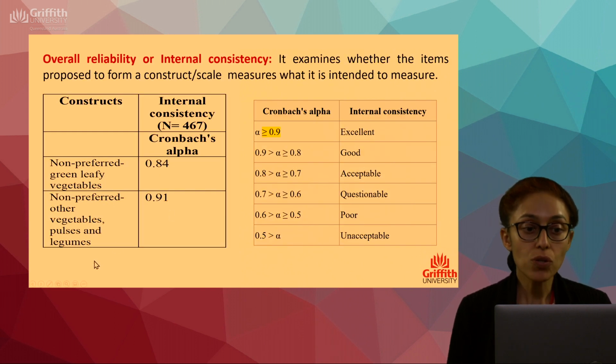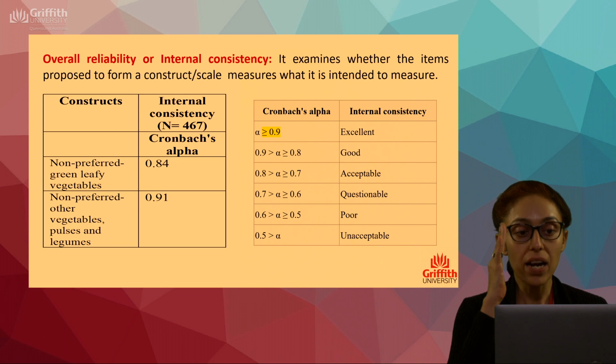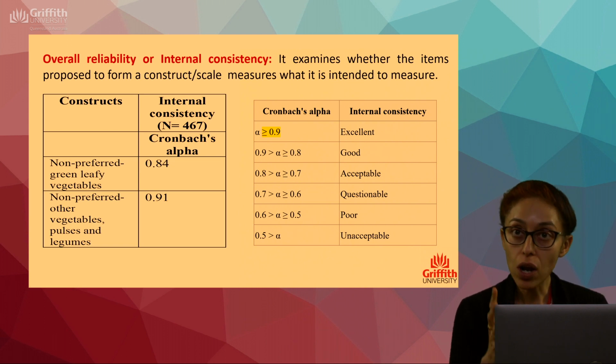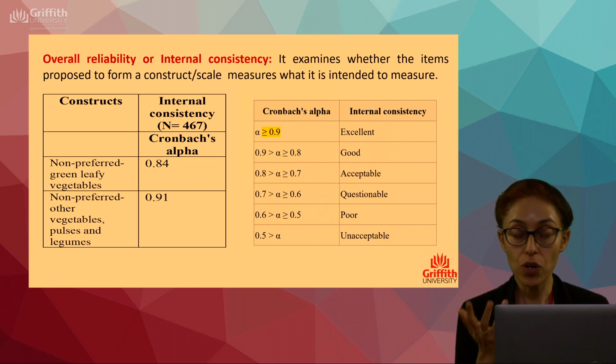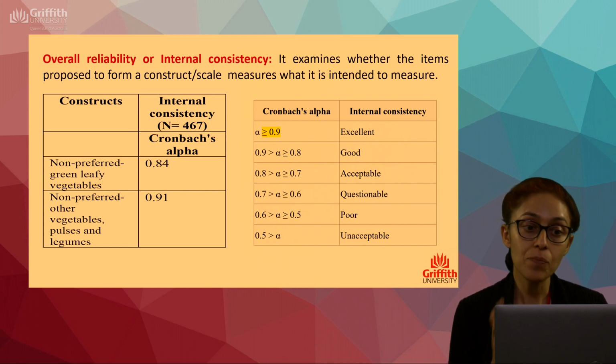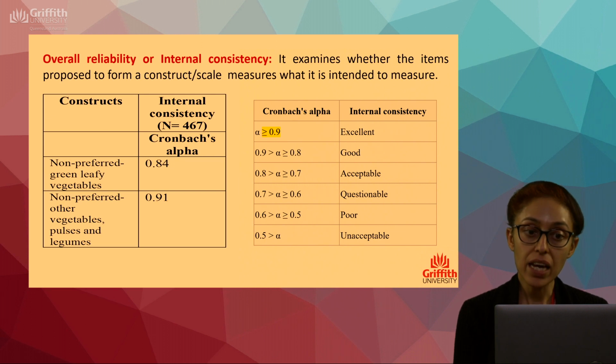Now we move on to the last type of reliability measure that we are studying. This is called overall reliability. It is also called internal consistency. So same thing, overall reliability or internal consistency. So basically, what does this say?